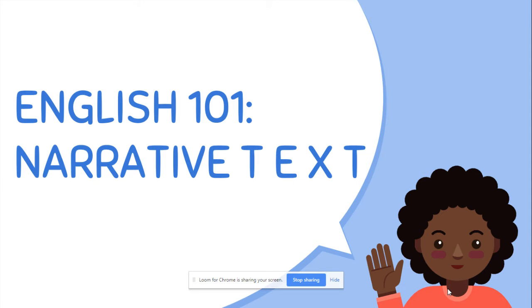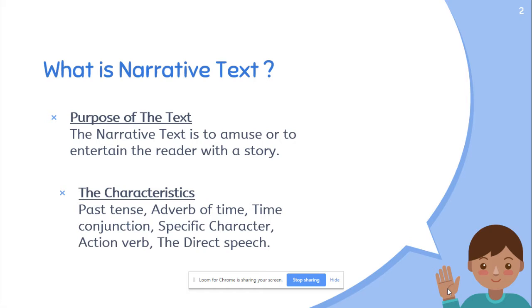What is it? Okay, so first I will give you a little bit of the background of what narrative text is really about. First, the purpose of the text. The narrative text is to amuse or to entertain the reader with a story. And the characteristics of the narrative text is that it uses past tense, adverb of time, time conjunction, specific character, action verb, and the direct speech.